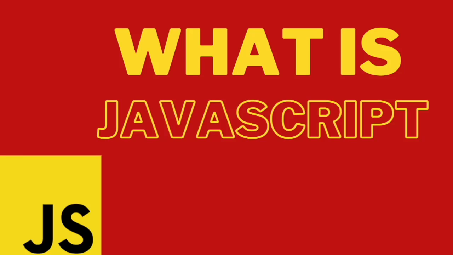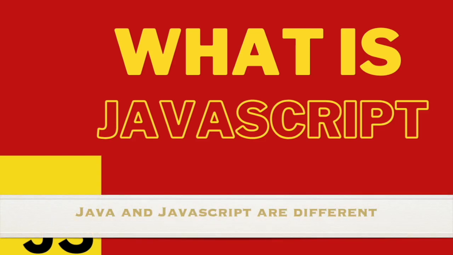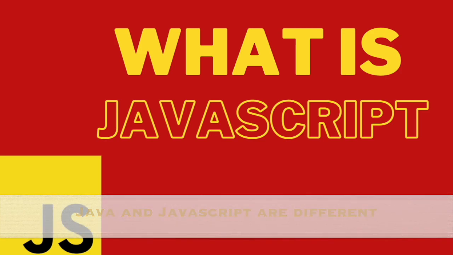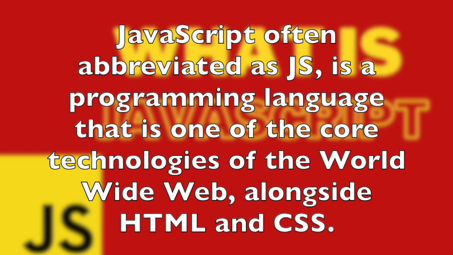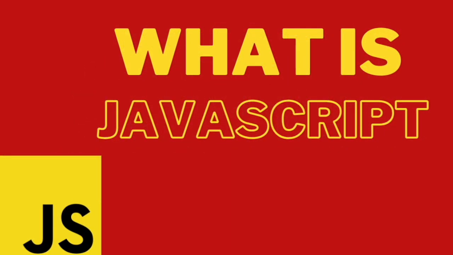Today we are going to talk about JavaScript. What is JavaScript? First of all, let's be very clear. Java is a different programming language and JavaScript is a totally different programming language. JavaScript, often abbreviated as JS, is a programming language that is one of the core technologies of the World Wide Web alongside HTML and CSS.